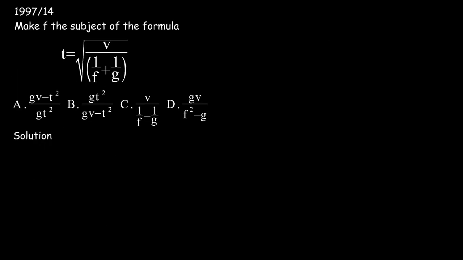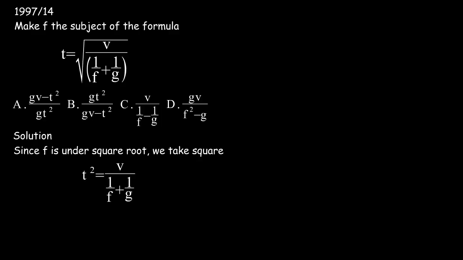We have another example from 1997, and it states: make f the subject of the formula t is equal to the square root of v divided by in bracket 1 over f plus 1 over g. Now for our solution, since f is under square root, we take the square of both sides, and when we do so, it becomes t square is equal to v divided by 1 over f plus 1 over g.